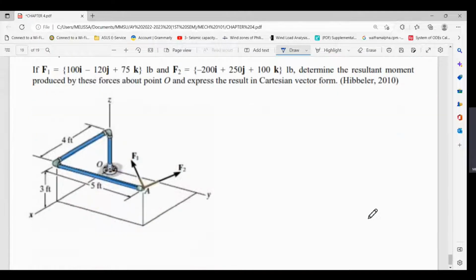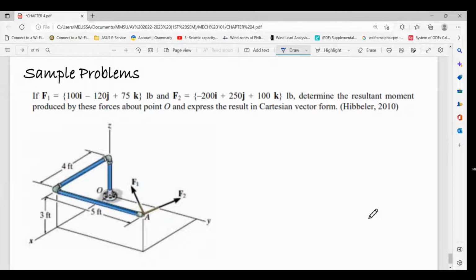Okay, for our last problem here, if F1 is equal to 100i minus 120j plus 75k and F2 is equal to negative 200i plus 250j plus 100k, determine the resultant moment produced by these forces about point O and express the result in Cartesian vector form. Okay, so we have here two forces na. Involved na yung two forces dito, no?